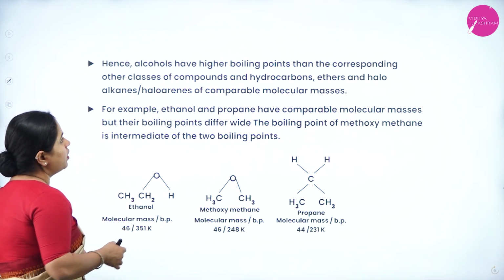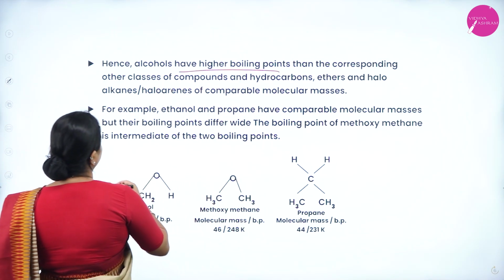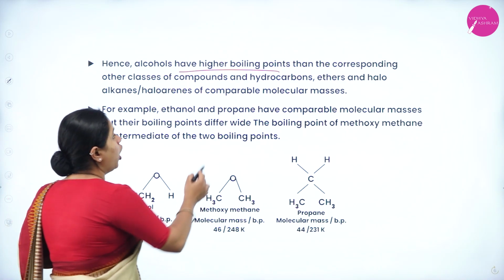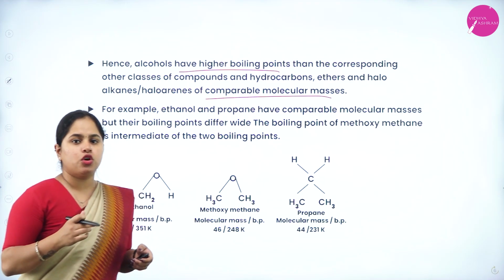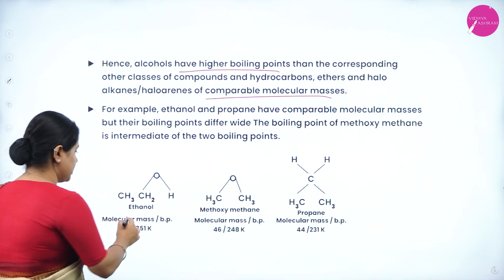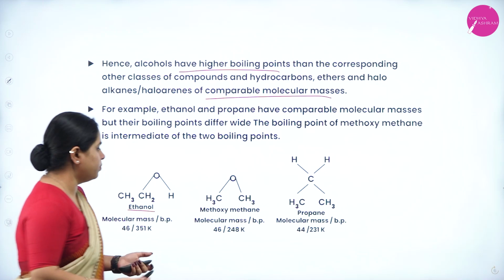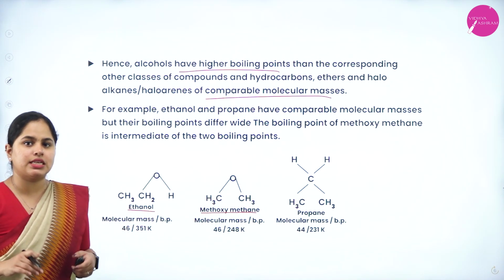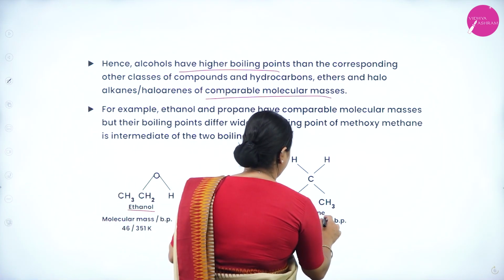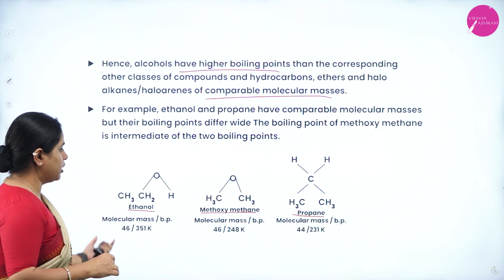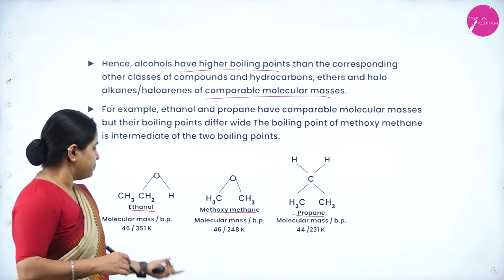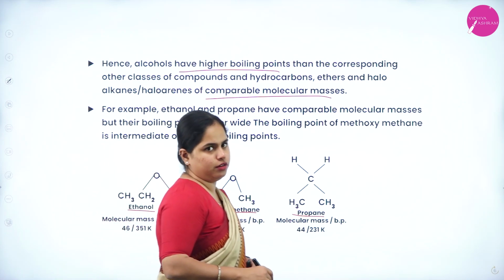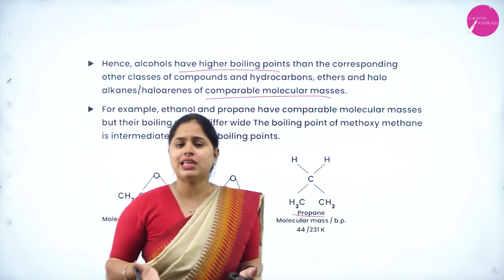Hence alcohols have higher boiling points than the corresponding hydrocarbons, ethers, haloalkanes and haloarenes of comparable molecular mass. An example is taken here: ethanol, which is an alcohol, methoxymethane, which is an ether that we will discuss in upcoming sessions, and propane, which is an alkane. All of them have the same number of carbon atoms, 2 each, so their molecular masses are almost similar.